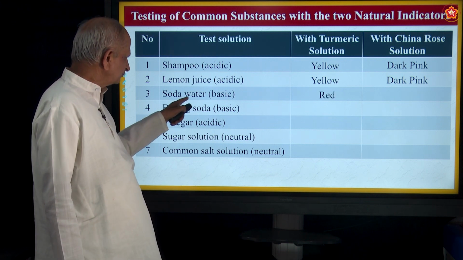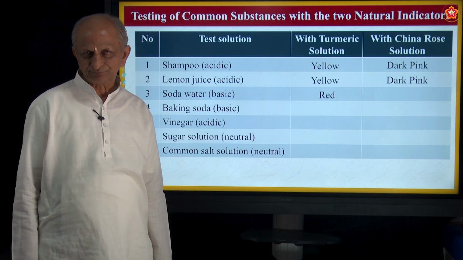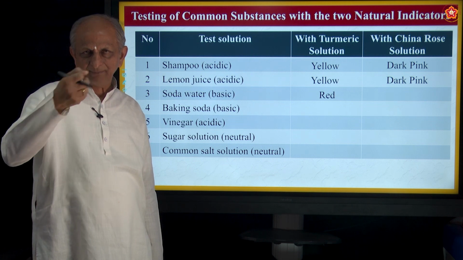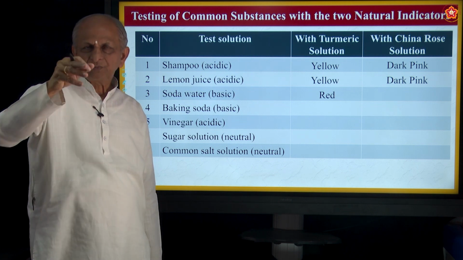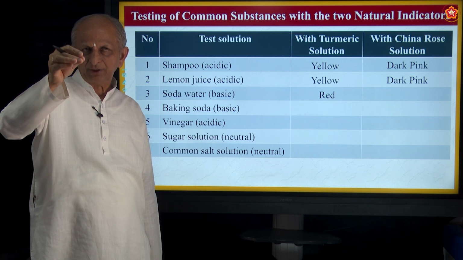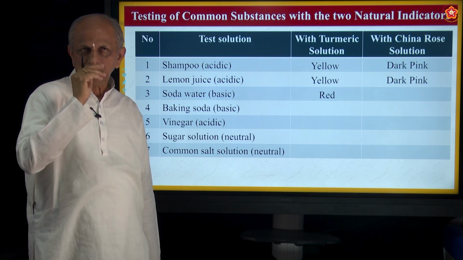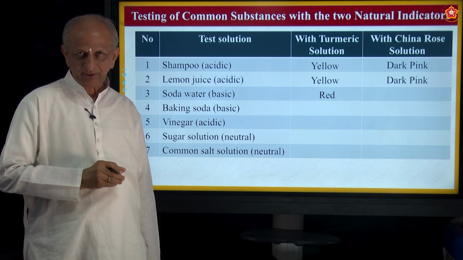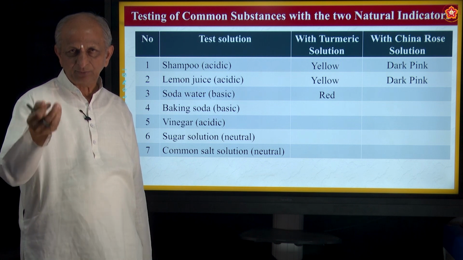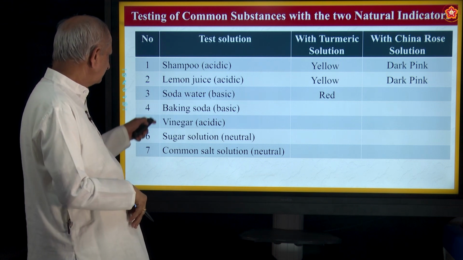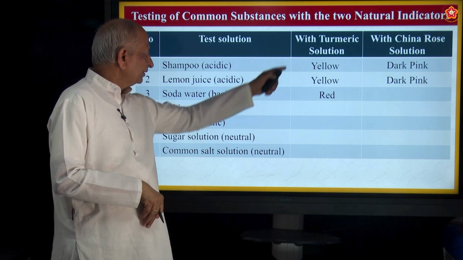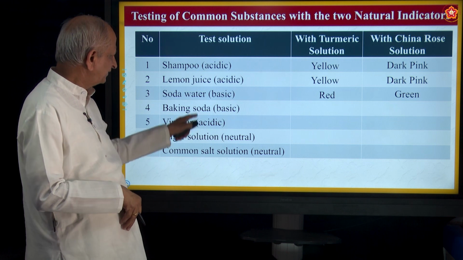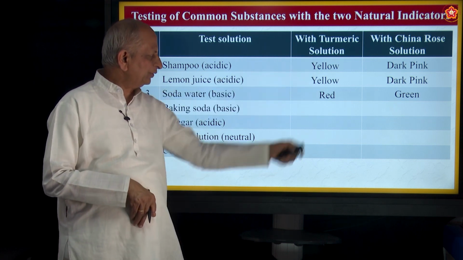Soda water. How do you get soda water? Take some lime, and not only lime, you can take some what you call chunam. Calcium hydroxide, calcium oxide, what is available in the market. Put some water to it and then it becomes soda water. With turmeric solution, it gives red color because it is a base. And with China rose, it gives green color.